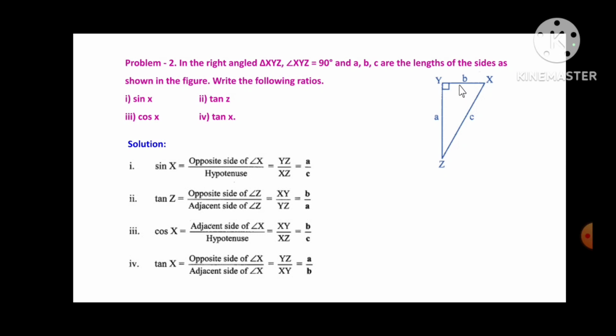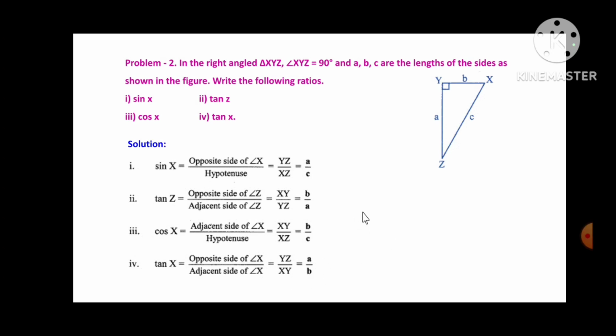Opposite side is XY and the adjacent is YZ. So it will be B upon A. Now cos X. Cos ratio means adjacent side of this angle X to the hypotenuse. Adjacent side of this angle X is XY upon XZ. So B upon C. Now tan X, that is opposite side of angle X to the adjacent side of this X, which could be YZ upon XY, which will be A upon B.